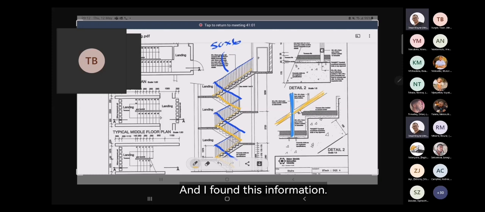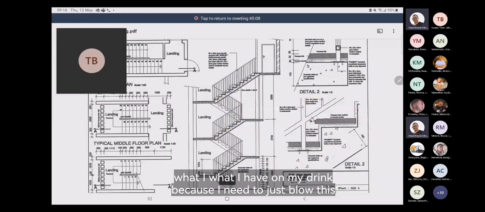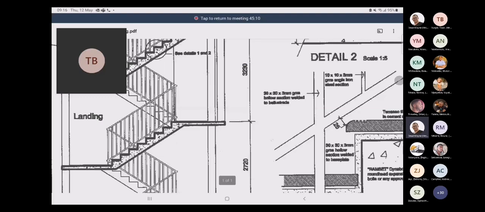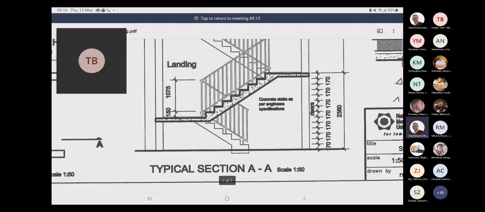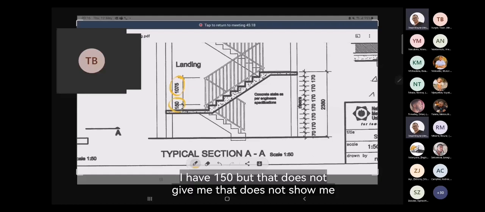Where do I find this information? I have to take away what I have on my drawing, because I need to just blow this up. Now I can see, and I can see here that I have dimensions 1075 and 150. But that does not tell me exactly where I find that.